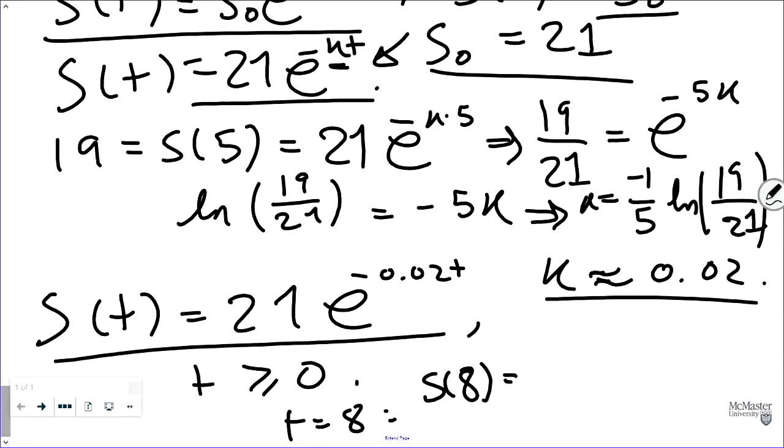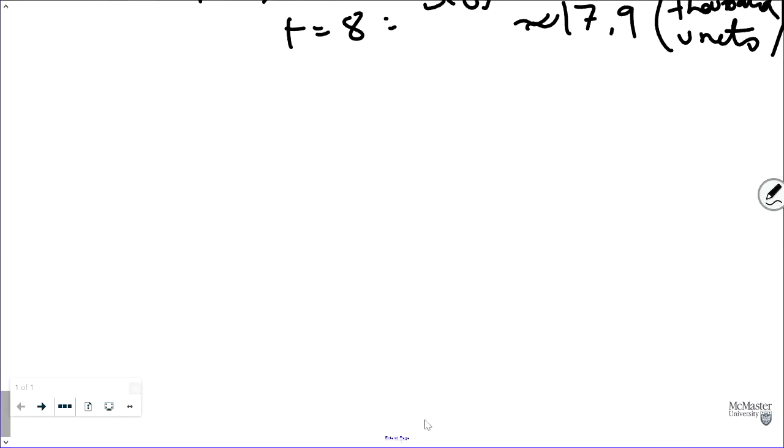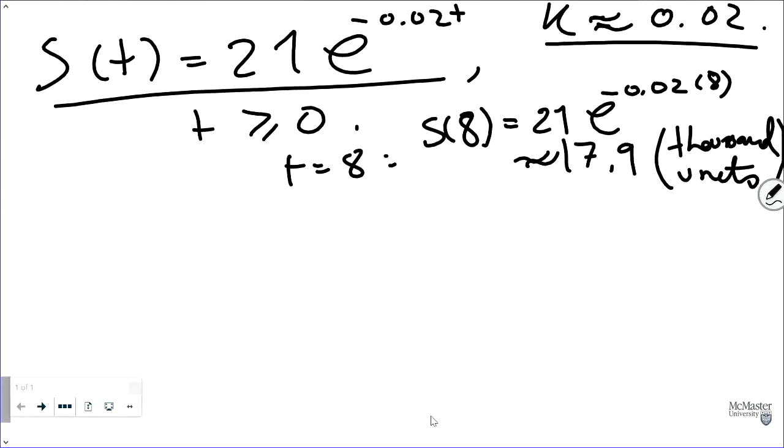So I have s of 8 is equal to 21 exponential of minus 0.02 times 8, which is approximately 17.9 thousand. Of course, don't forget your units. 1,000 units. So that covers the first part of the exercise. The second part is asking me about the rate of change. So for the rate of change, we already know what to do.